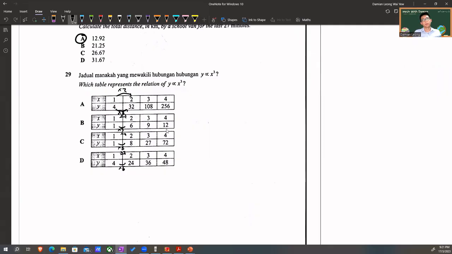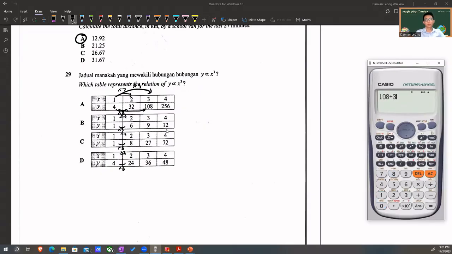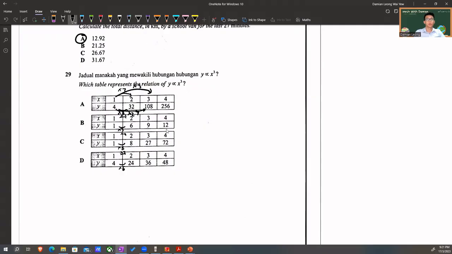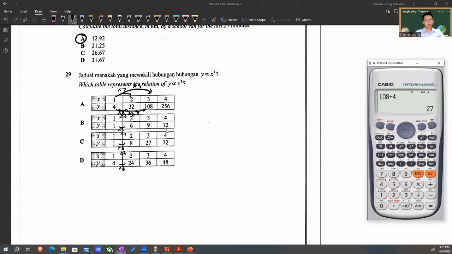So I have to also look at the rest of it. If I times 3 here, by 8 divided 4 is 27 times 27, which is cube of that. Okay, this also times 27.